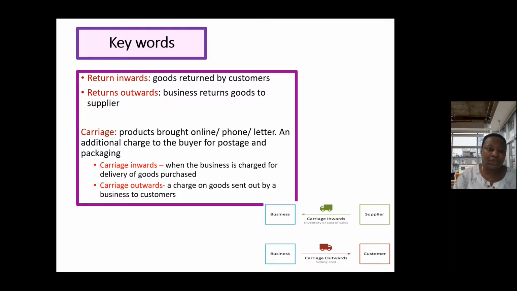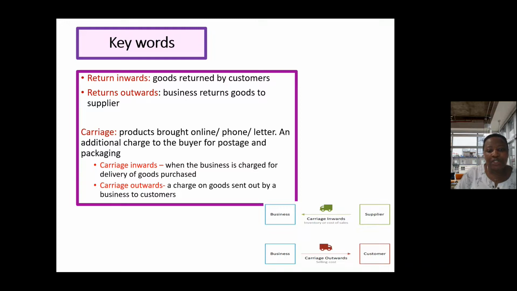So the keywords I want us to look at going forward would be return inwards, goods returned by customers, and return outwards, goods returned to suppliers. So return inwards is, we sold goods to our customers, they return some things back to us. But return outwards is, we have bought goods from our suppliers, but maybe because there's damage or something doesn't fit, we return it back to our suppliers, and that's return outwards.